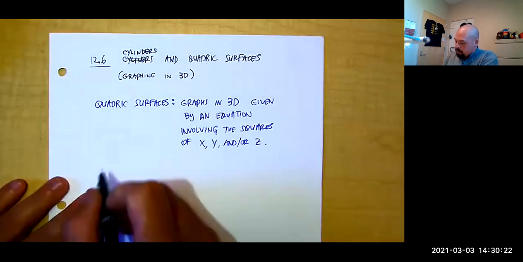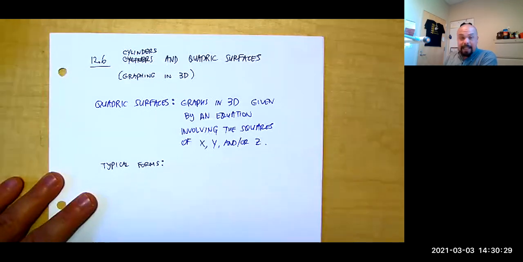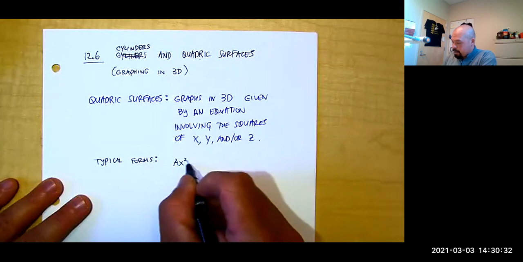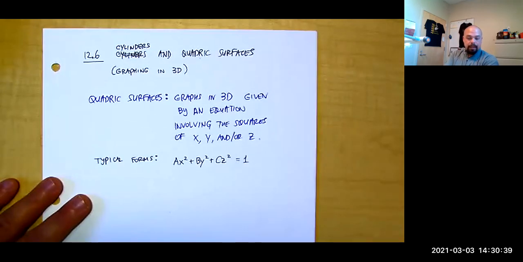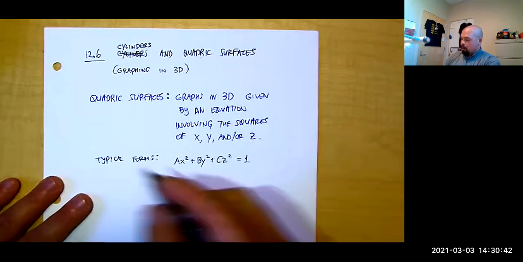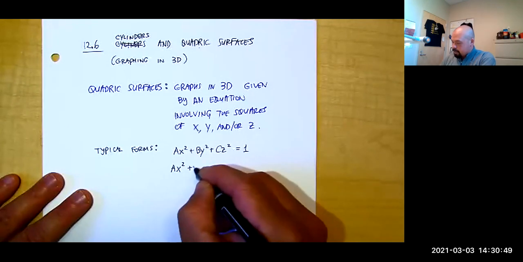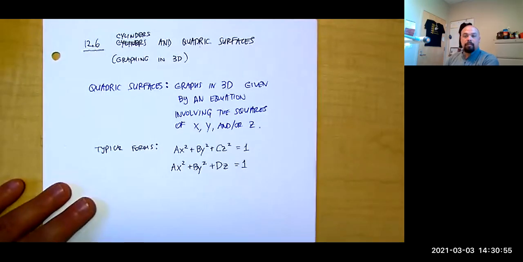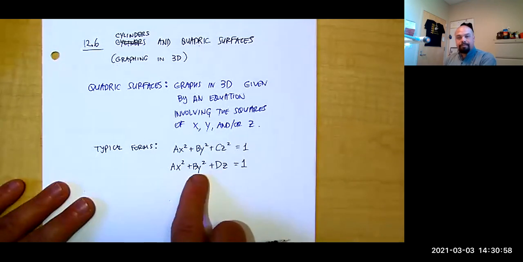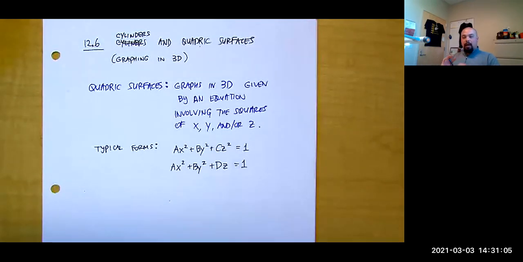Okay, and so typical forms, and there's other varieties, but we're going to see something like ax squared plus by squared plus cz squared is equal to 1. Okay, or again, we might have a linear term somewhere, ax squared plus by squared plus, I'll call it dz is equal to 1. Which term is linear or squared, right, can change.